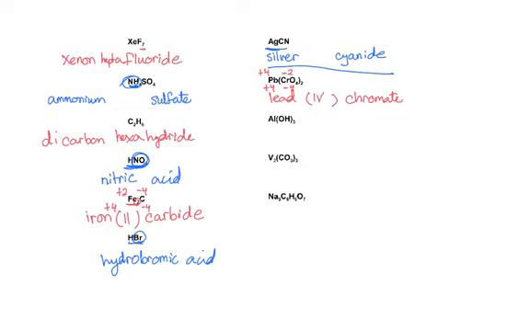Next one, name of the first one is aluminum. Name of the second one is hydroxide. This is ionic, but you do not need parentheses if it's group 1, group 2, or aluminum, zinc, or silver. So it's just aluminum hydroxide.